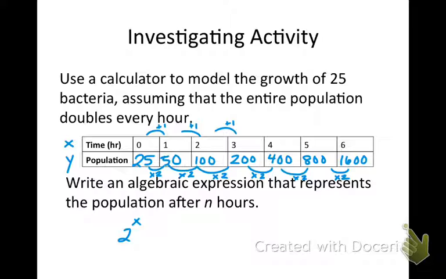What's 2 to the 0 power? It's 1, isn't it? What's 2 to the first power? 2. What's 2 to the second power? 4. 2 to the third? 2 to the fourth? 16. 2 to the fifth? 32. 2 to the sixth? 64. Okay, so is there any way we can make a connection with that?